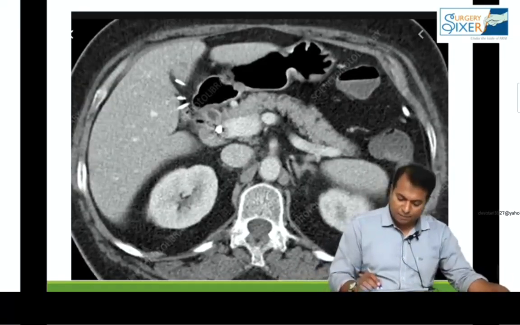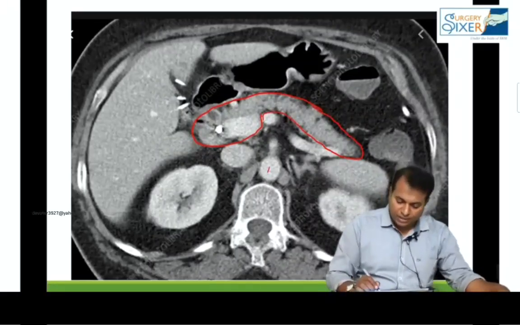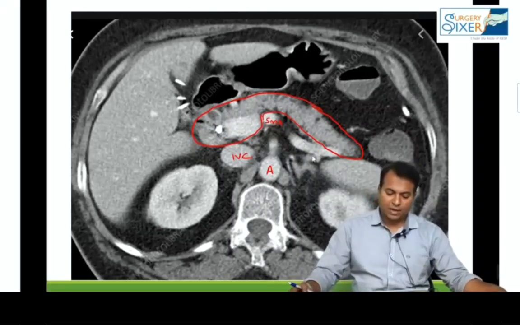And you can see here in this picture, this is a normal pancreas. Please don't forget the anatomy of the normal pancreas. So this is the aorta, this is the IVC, and this is the SMA. Okay. Please don't forget the normal anatomy of the pancreas. So this is the typical normal anatomy of the pancreas.